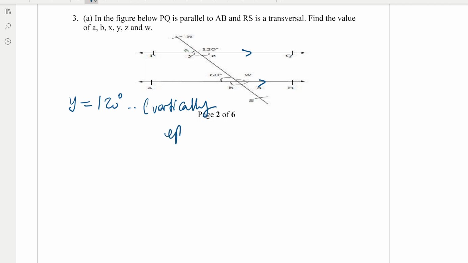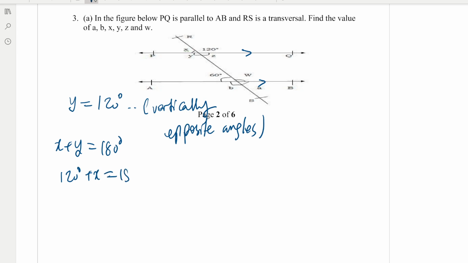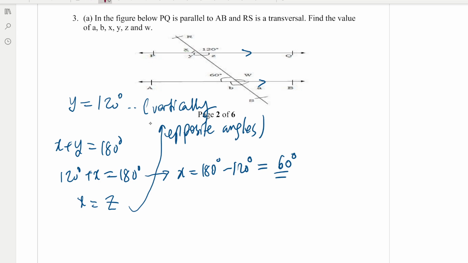Vertically opposite angles. But also, taking X plus Y, you get 180 degrees, and Y is 120. So 120 degrees plus X equals 180 degrees. From this, X is 180 degrees minus 120 degrees, and the answer is 60 degrees. So the value of X is 60 degrees, but also X equals Z, for the same reason, so the value of Z here, dear students, will be 60 degrees.